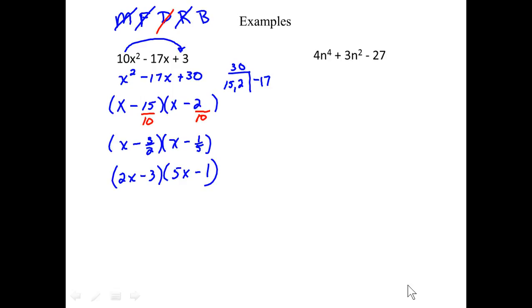Something we have not been checking is a common factor. Is there anything in common? No, there's not anything in common. All right, so let's multiply 4 times negative 27. Somebody tell me what that is.